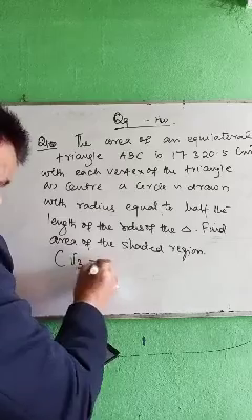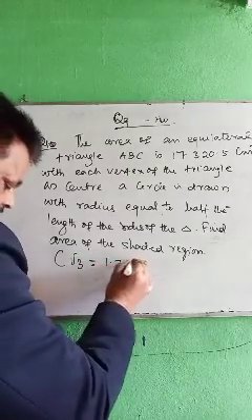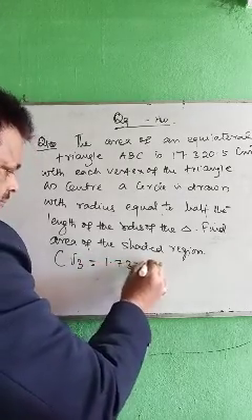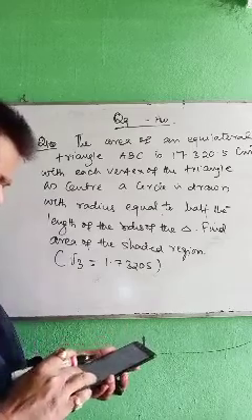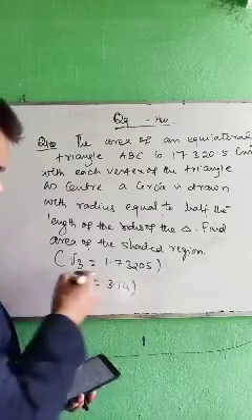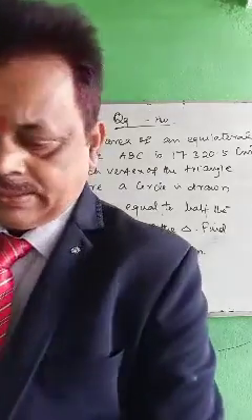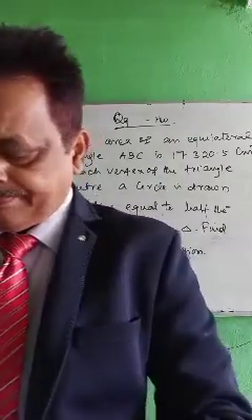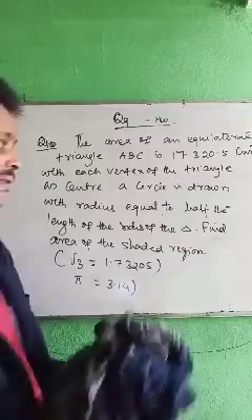Given root 3, you have to take 1.73205. Pi, you have to take 3.14. Okay, see the diagram. Diagram is like this.